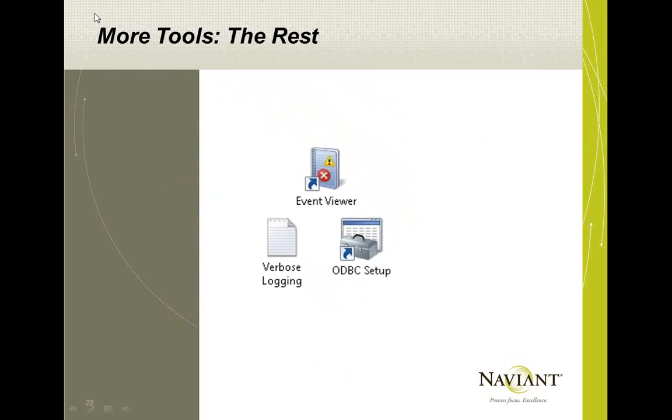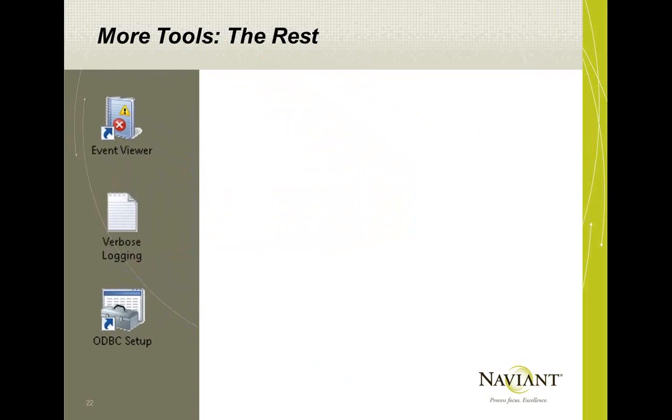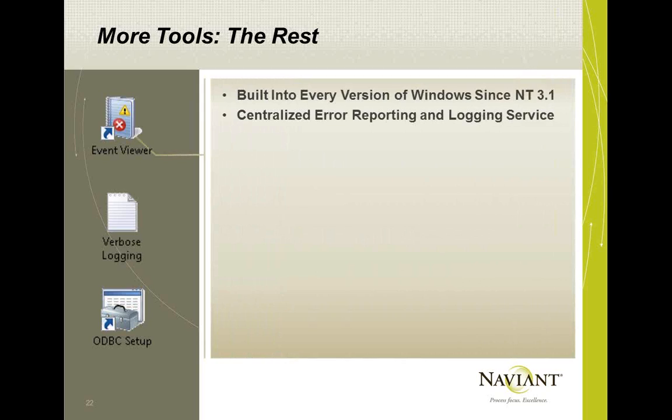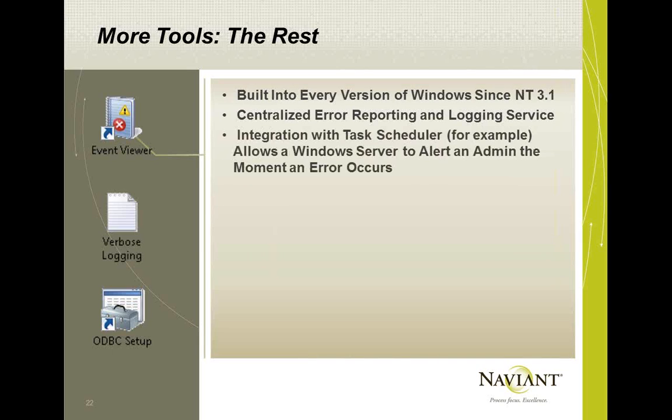All right. And the rest of the tools. I just want to briefly mention a few extra tools that may come in handy during your OnBase Troubleshooting Odyssey. The first is the Windows Event Log. It's the central logging and error reporting facility of Windows. It's been around with us since Windows NT 3.1. It's been a while. It integrates tightly with Windows, and as such, there are some really powerful monitoring features that you can use that I don't think many people really realize.